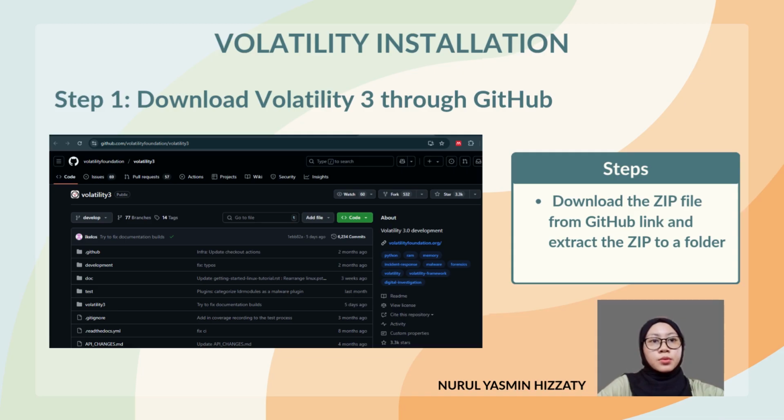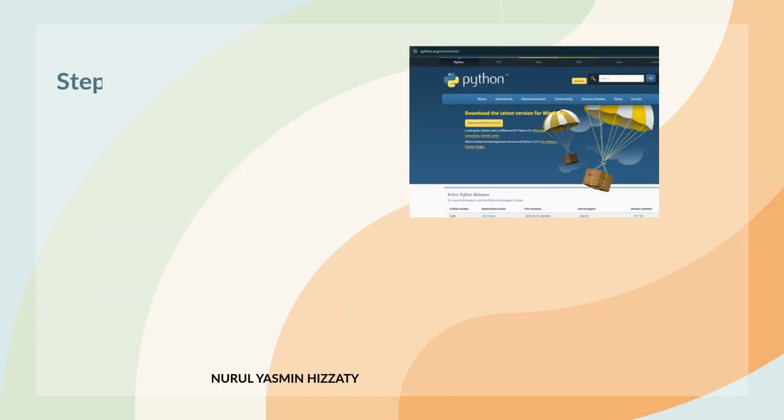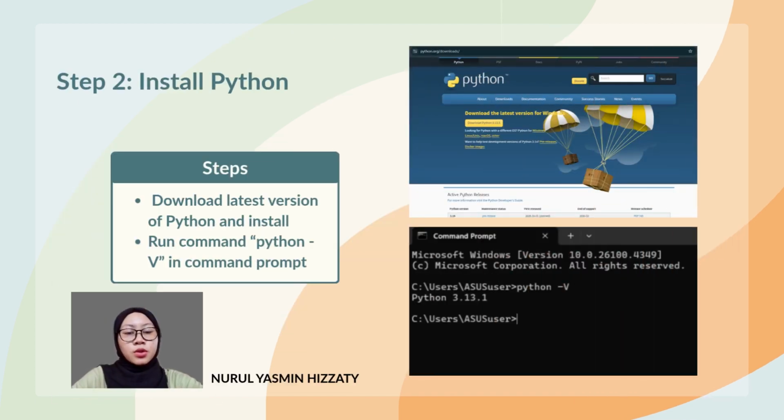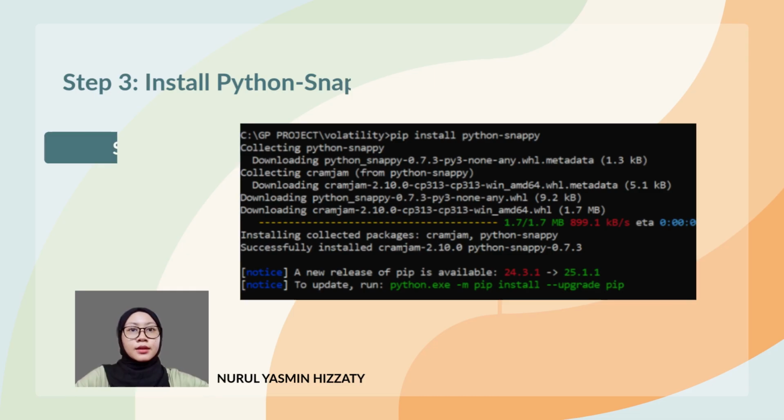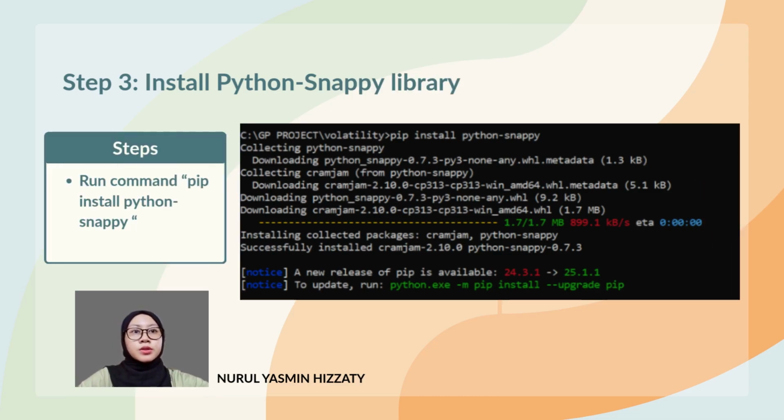To perform this, we need to open the GitHub link, download the zip file, and then extract the zip file to a folder. Then the next step is to install Python. Volatility 3 is a Python-based framework, so we need to download the latest version of Python and install it. Then check if Python has been successfully installed by verifying the version using the command python -V in command prompt.